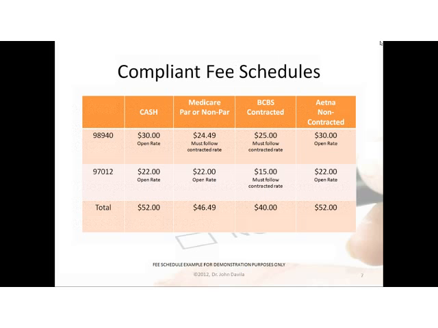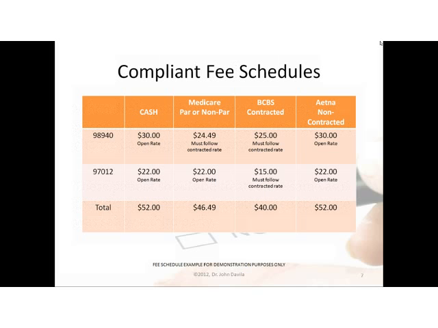Now remember, this is just for example. Let's say we're taking a cash patient, a Medicare non-par patient, or a par, doesn't really matter here, a BCBS contracted, and an Aetna that's non-contracted. My open rate for a 9940, let's say it's $30. My Medicare non-par rate is $24.49. My Blue Cross Blue Shield contract rate is $25. Aetna's rate is $30. For 97012 for traction, let's say it's 22, 22, 15, and 22.